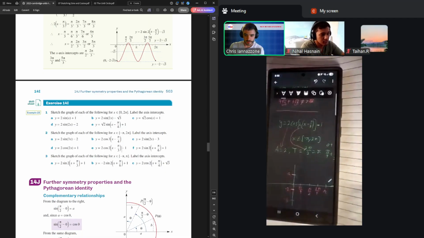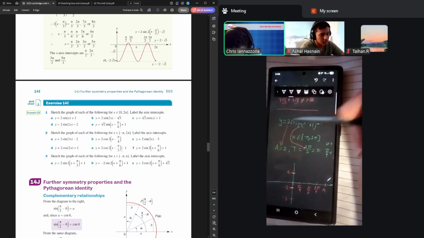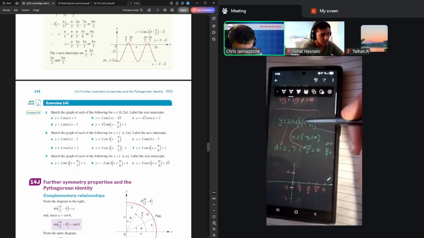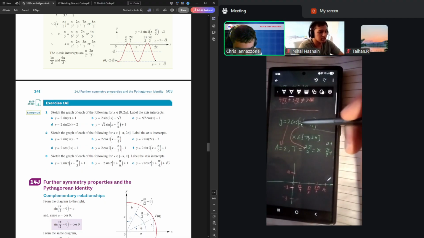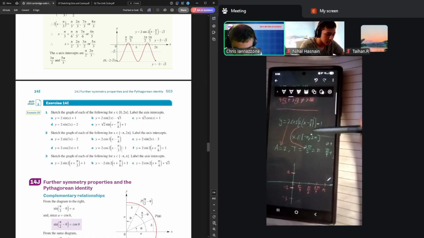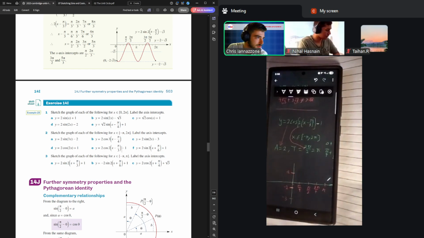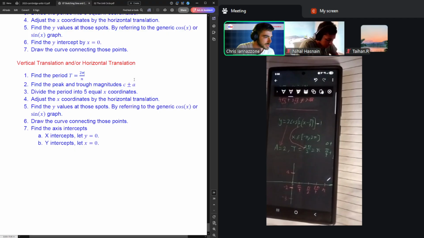Okay, so more or less just following the procedure that we were outlining before. First things first was to get some basics, right? So we had the amplitude, which came from this term, and we had the period, which is calculated by 2 pi divided by that term there. Both of the dilation factors, basically. These are both outlined in the steps. In fact, I'll even have those up on the screen share. Step 1, find the period. Step 2, finding our peaks and troughs.